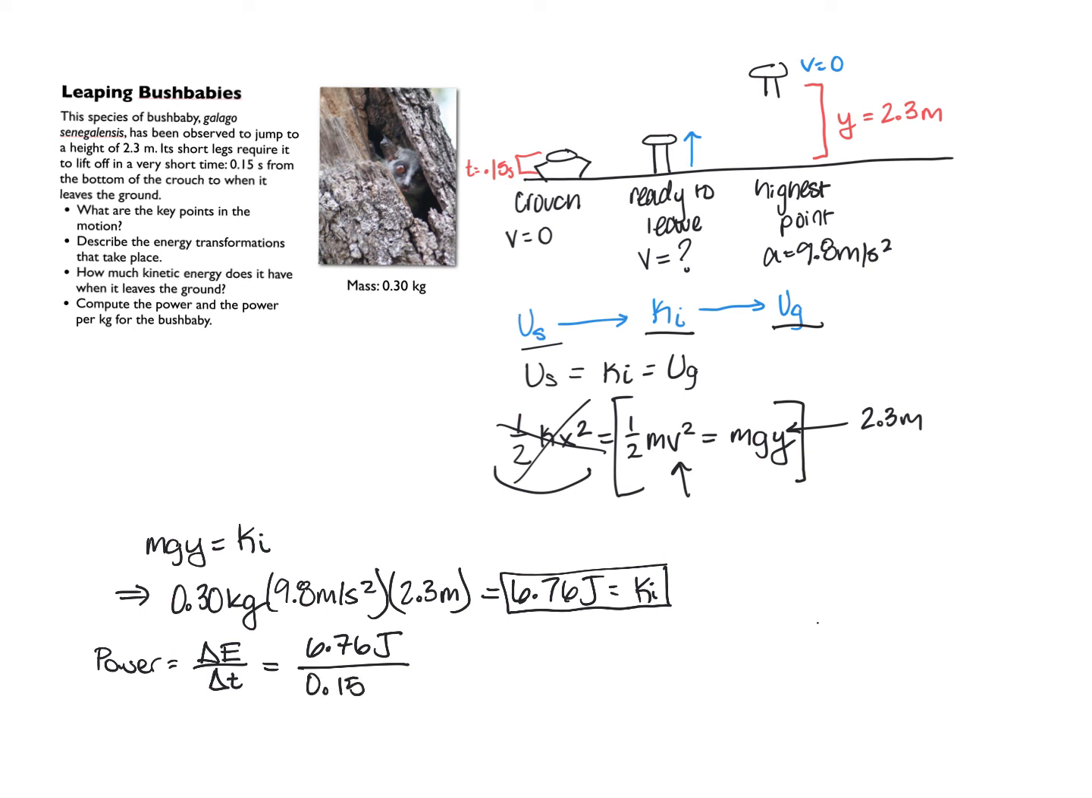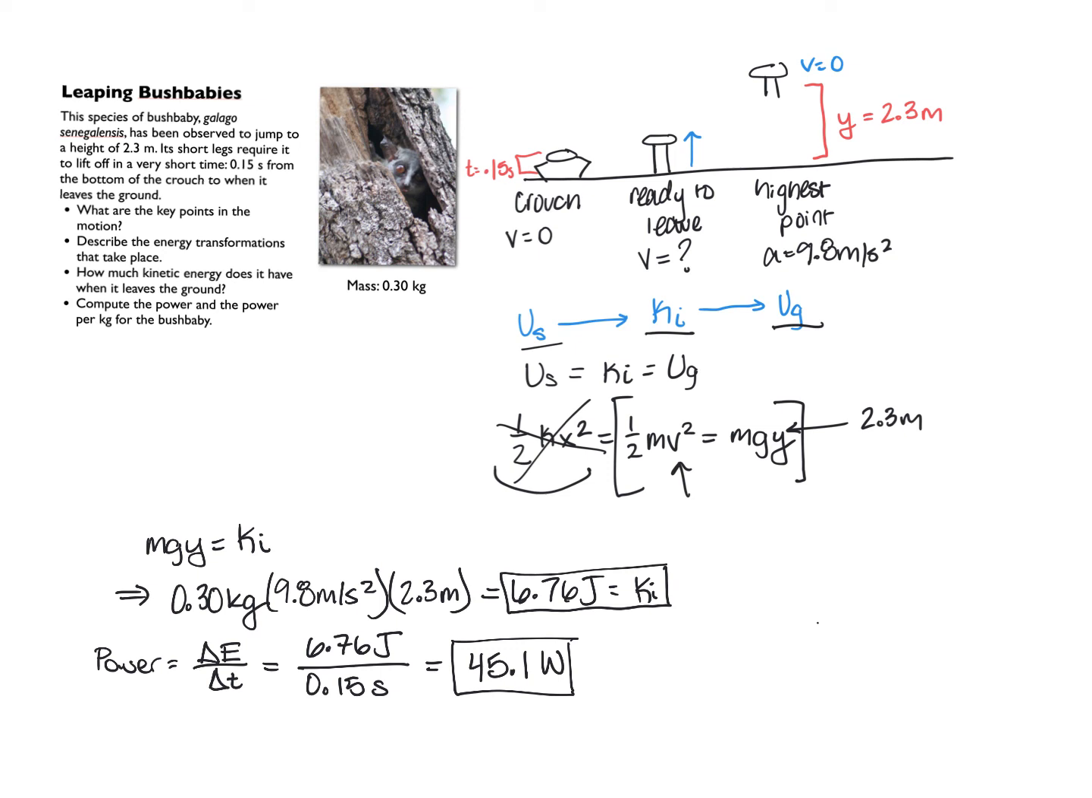So with 0.15 seconds, I get a power of 45.1 watts. And that's pretty good. That's a pretty big power, which, if you know Brian, the bush baby is one of his favorite animals to do analysis on, and they're quite remarkable. So I'm going to say this makes sense, based on what I know about bush babies, they're pretty remarkable.